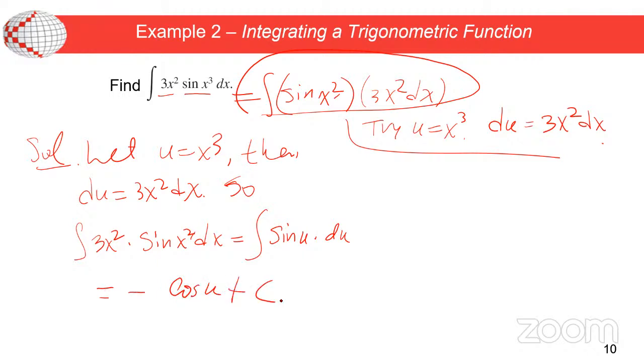The reason we add plus c is that the antiderivative of a function is not unique. It has infinitely many antiderivatives which differ by a constant. So this is an integral of this new function, but we need to convert the function in terms of x. So let's do this.